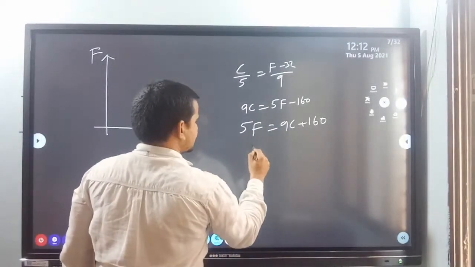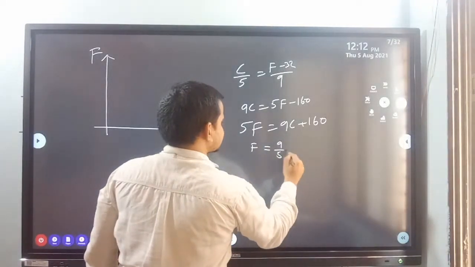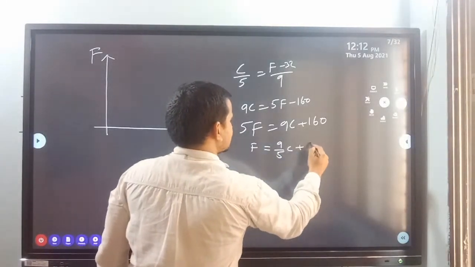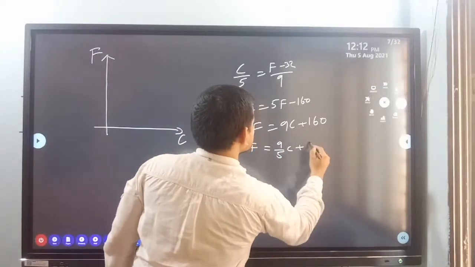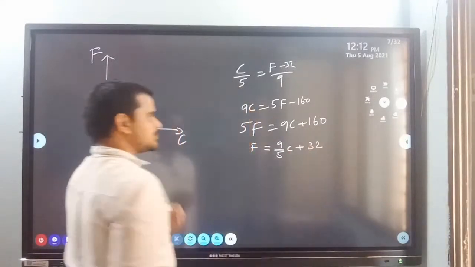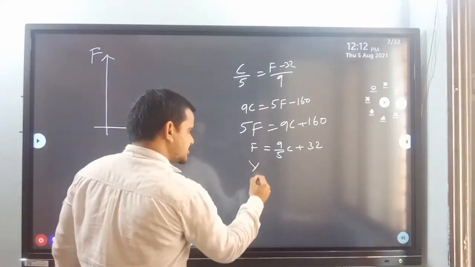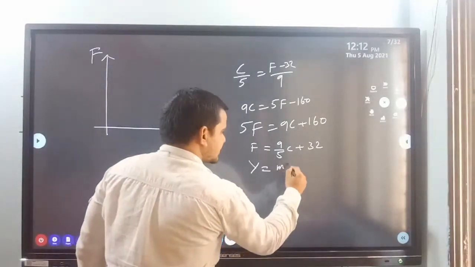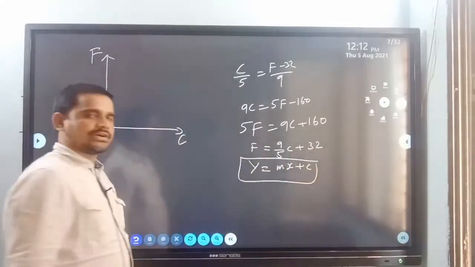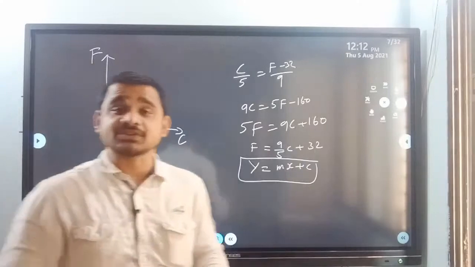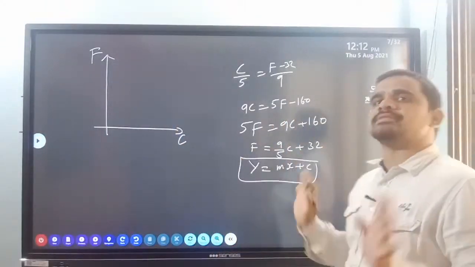F is equal to, take this 5 to the right side. 9 by 5 c plus, how much will you get? 32. Okay? So this is the graph. See, if you observe here, this is like y is equal to mx plus c. Y is equal to mx plus c is a graph of a straight line, the equation of a straight line. If you draw the graph between F and C, it must be a straight line.